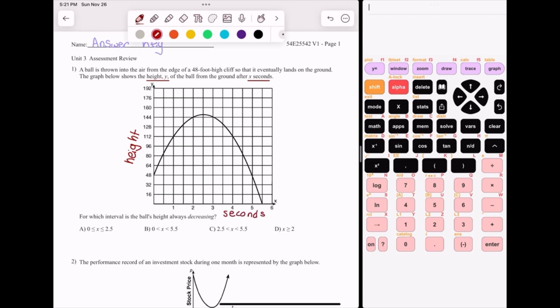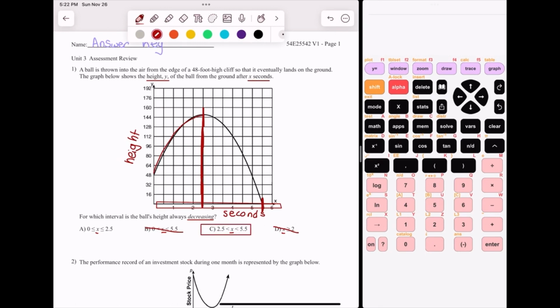Now the question says, for which interval is the ball's height always decreasing? Well, decreasing. Here we're increasing. Then starting right here we start going down. So what number is this? I see they want us to use x values, which means I'm going to use my values that go this way. So that number would be 2.5. If we're in between 2 and 3, then we're 2.5. So I'm going to get rid of anything that doesn't have 2.5. And then when do we stop? Well, once we hit the floor, the ball's done. That's in between 5 and 6, so that would be 5.5. Choice C.